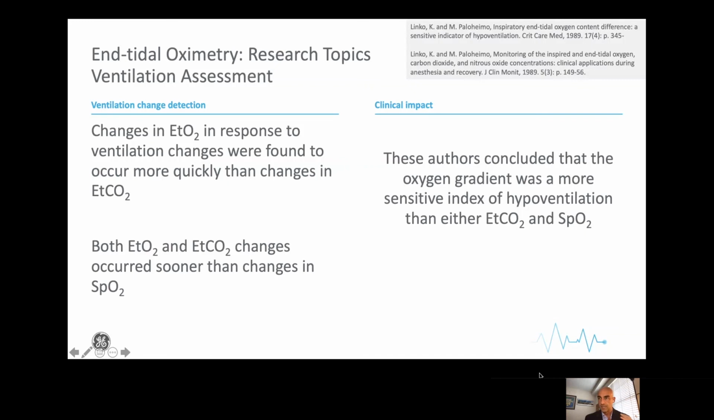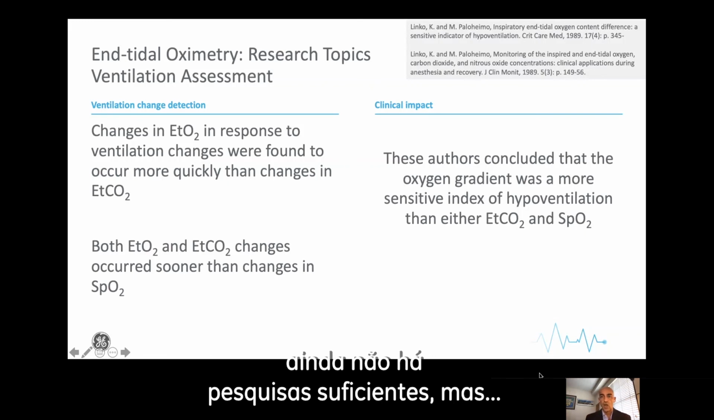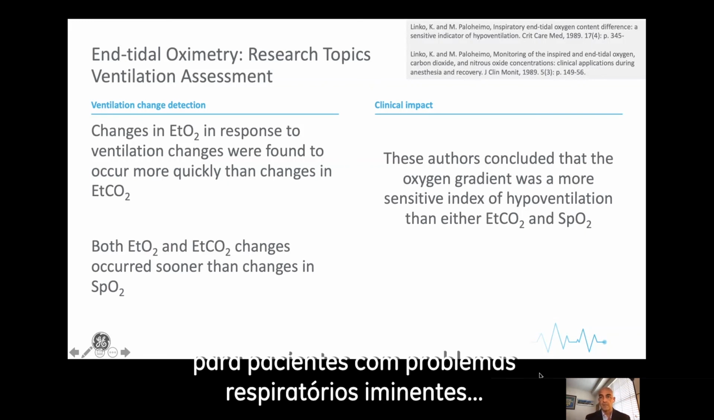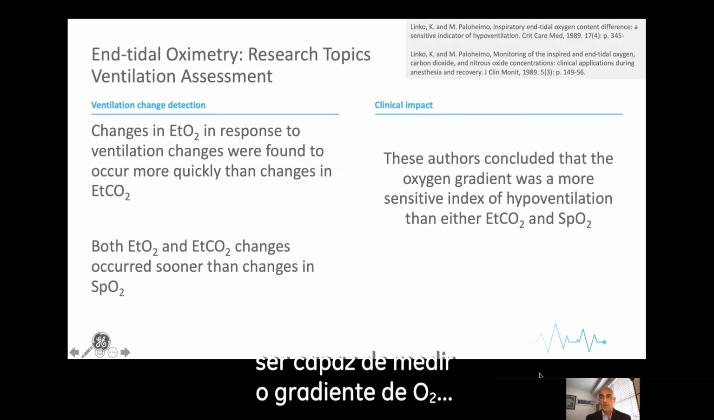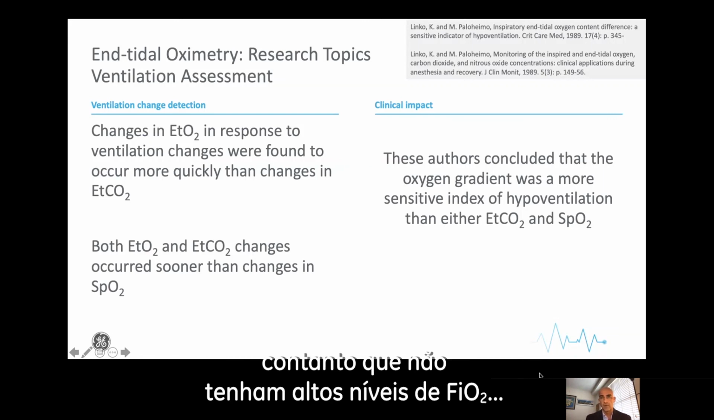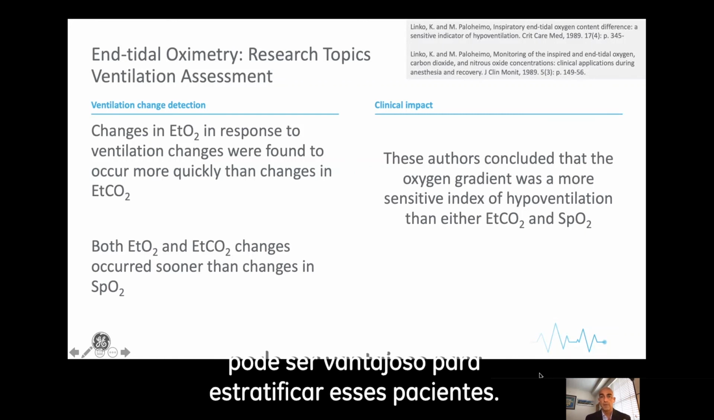So, potential applications. Now, there hasn't been any research on this, but for people with impending respiratory issues, being able to monitor the oxygen gradient, provided that they're not on high levels of FiO2, can potentially be advantageous to further risk stratify these patients.